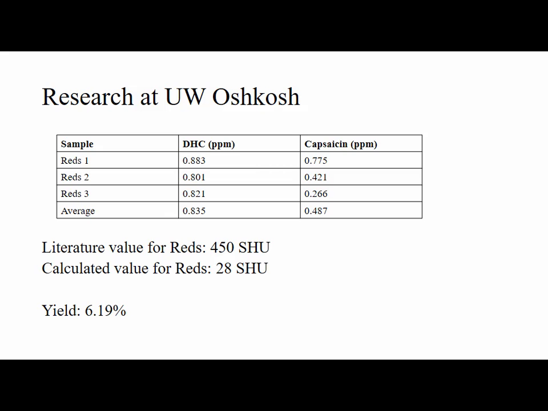So then this is our results for the red hot sauce. It was run 3 times. And as you can see, there's still room for improvement because our dihydrocapsaicin is higher than our capsaicin, so we know that to be wrong. And also, as you can see, we calculated around 28 SHU when the literature value for red should be around 450 SHU, which is only a 6% yield, so definitely a lot of room for improvement.